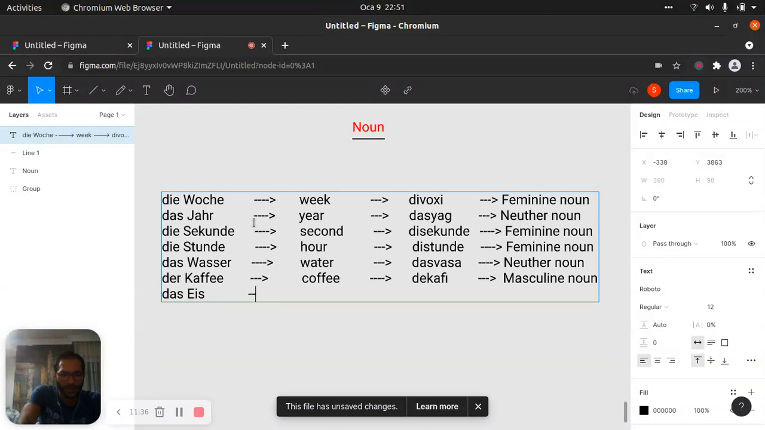Das Eis. Das Eis is like eyes. Das Eis. I got some slap from some friend. Stück is pieces, right? Piece. Stück. Kann ich habe drei Stück Eis, das Eis? Like, can I have three pieces of Eis? Like that. The coffee, das Eis. My pronunciation is like that. Das Eis. Eis.